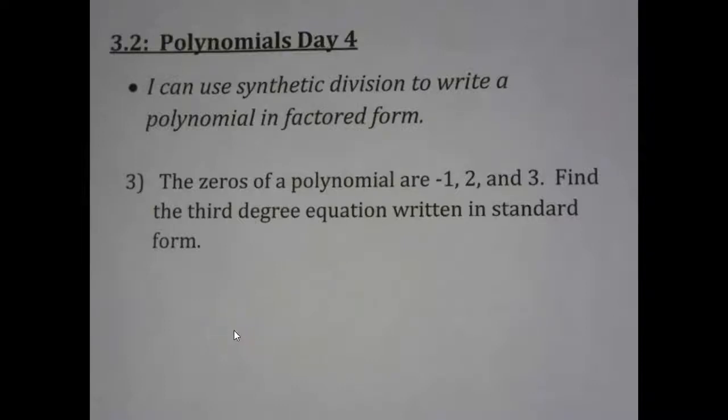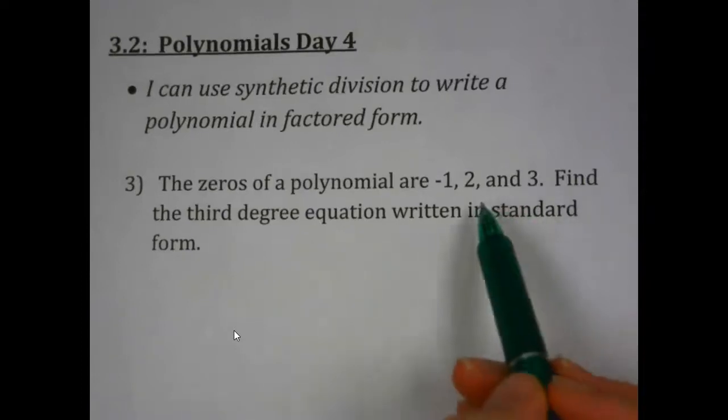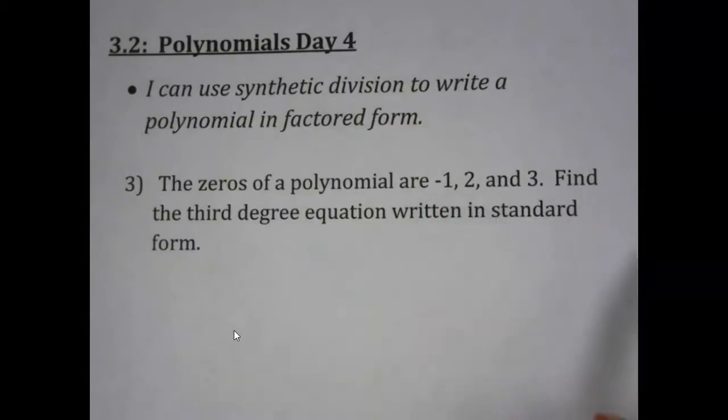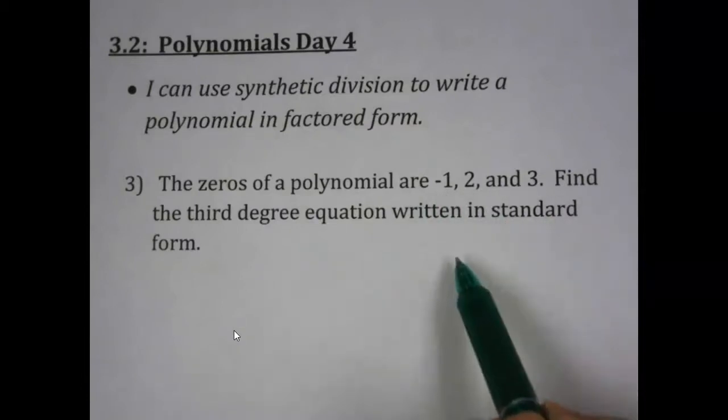This is the last part of 3.2 polynomial division, and we are basically going to take what we did on part 3 and do it backwards. So you can see here that we know that the zeros of a polynomial are negative 1, 2, and 3, and we want to find a third degree equation written in standard form.